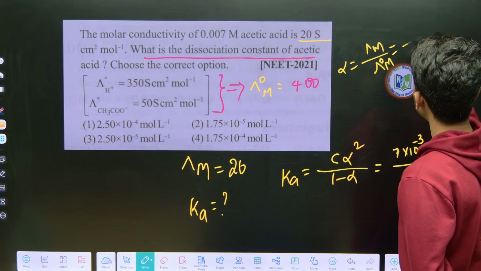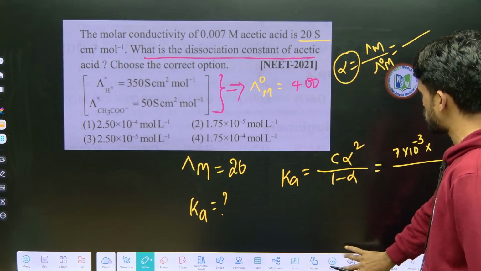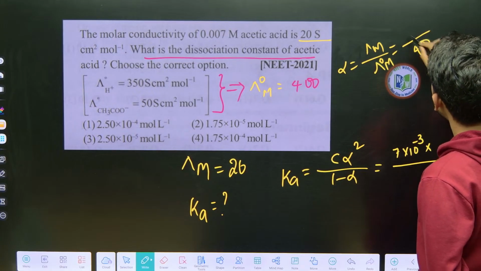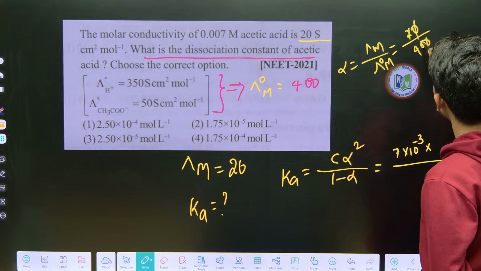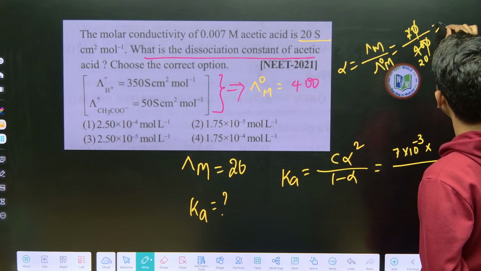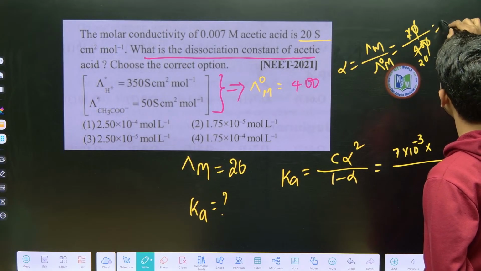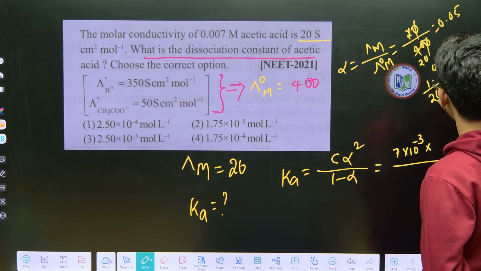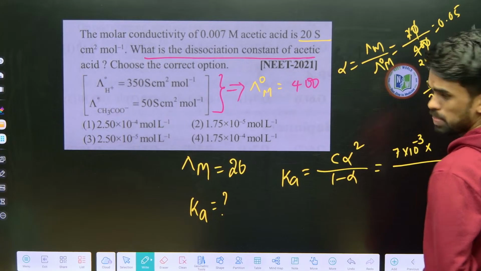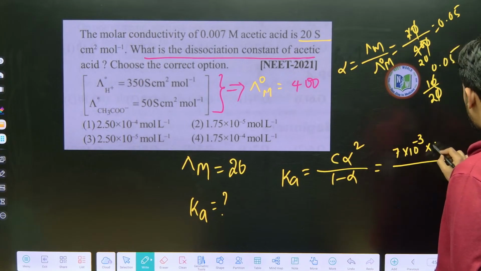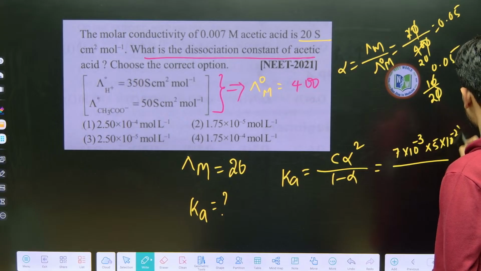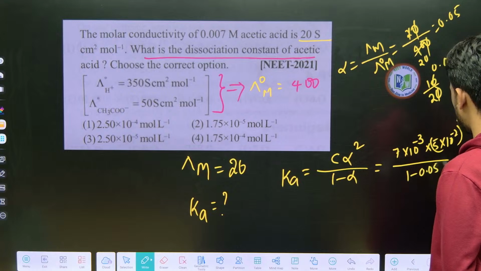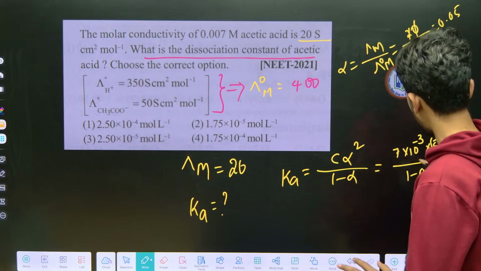See, most of the questions are based on the alpha relation, related to Kohlrausch law. The next here is 420, so it will be 1 by 20. So this is how much? 1 by 20 means 0.05. So here 5 into 10 power minus 2, power 2, and in the denominator 1 minus 0.05. Let us ignore this denominator.